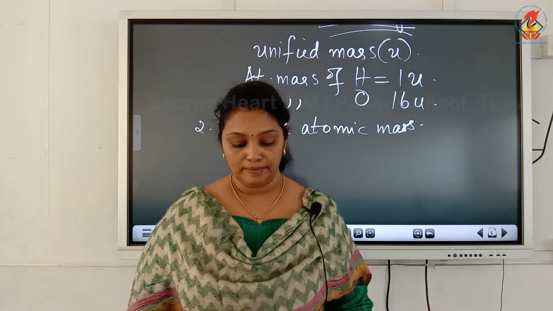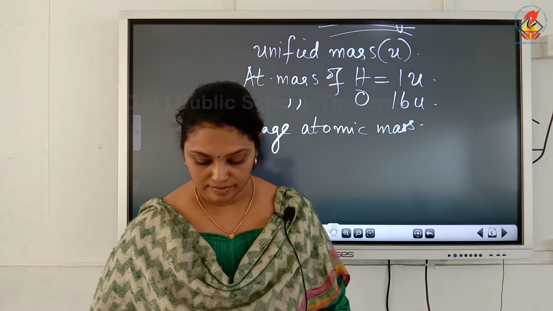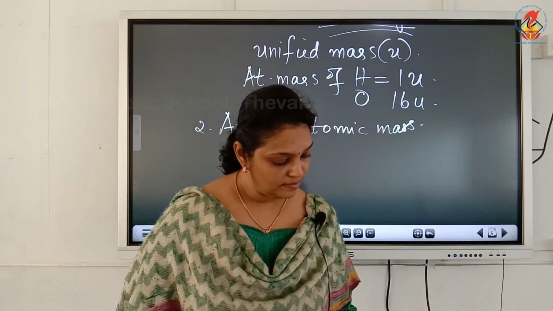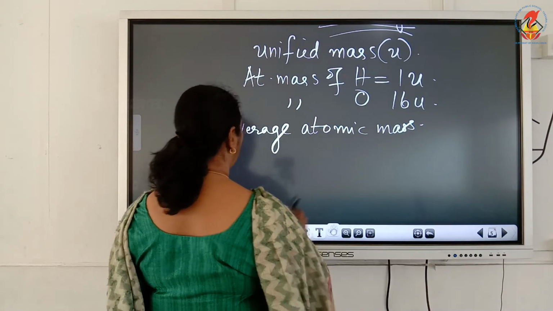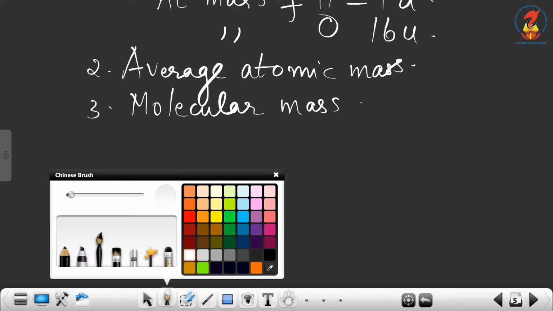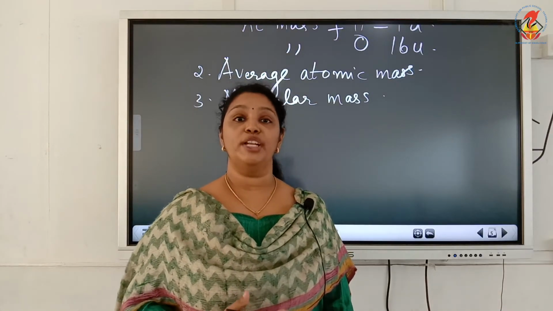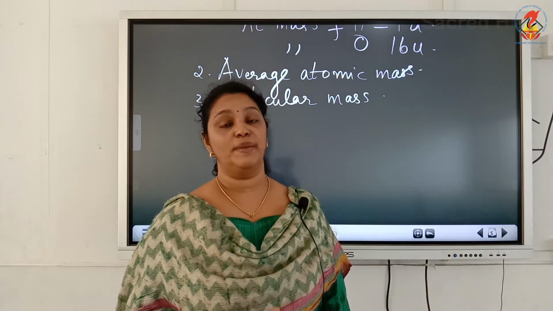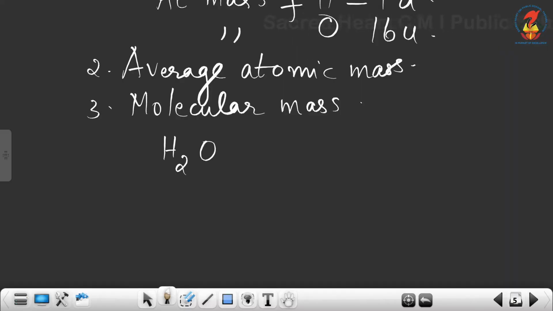Now let us see the next term, molecular mass, number 3. You know how to calculate molecular mass. Molecular mass is the sum of the atomic masses of all the elements present in a molecule. For example, suppose you are asked to calculate the molecular mass of water.